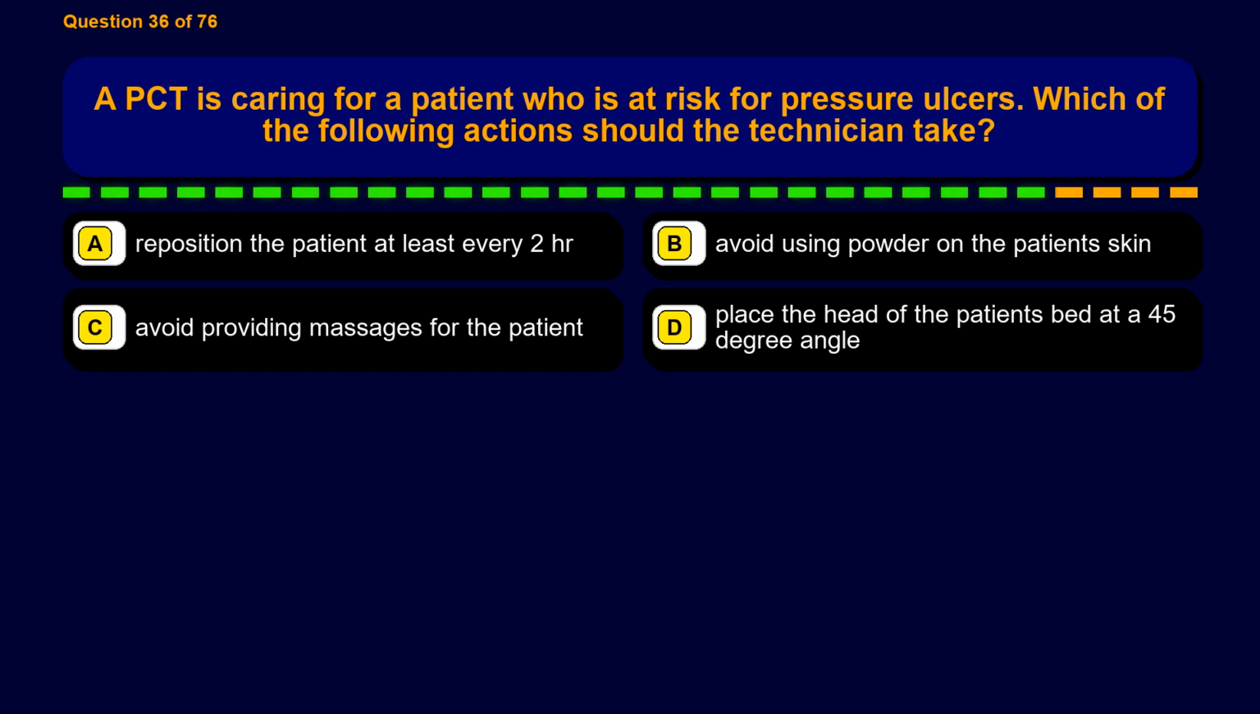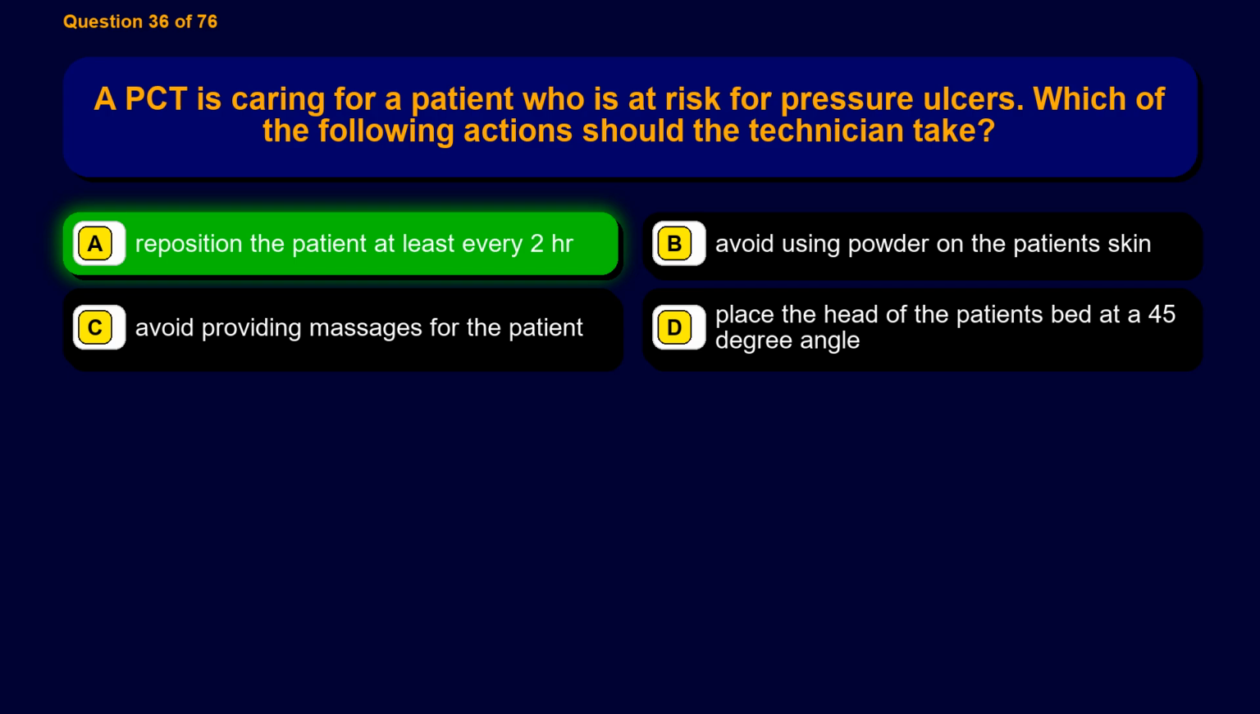The correct answer is option A, susceptible host. Question 36. A PCT is caring for a patient who is at risk for pressure ulcers. Which of the following actions should the technician take? Option A, reposition the patient at least every 2 hours. Option B, avoid using powder on the patient's skin. Option C, avoid providing massages for the patient. Option D, place the head of the patient's bed at a 45-degree angle.